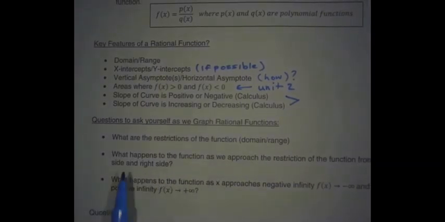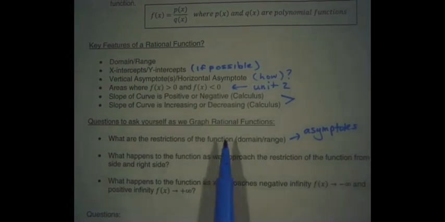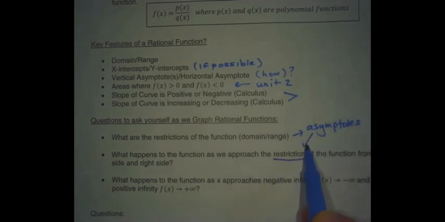What should we be looking at? We're going to be looking at what the restrictions of this function are, so where x and y are valid. I'm going to give you a little hint: the asymptotes are going to drive where our function is valid and not valid. We're also going to look at the behavior as we approach this restriction. So our restriction is our asymptote.